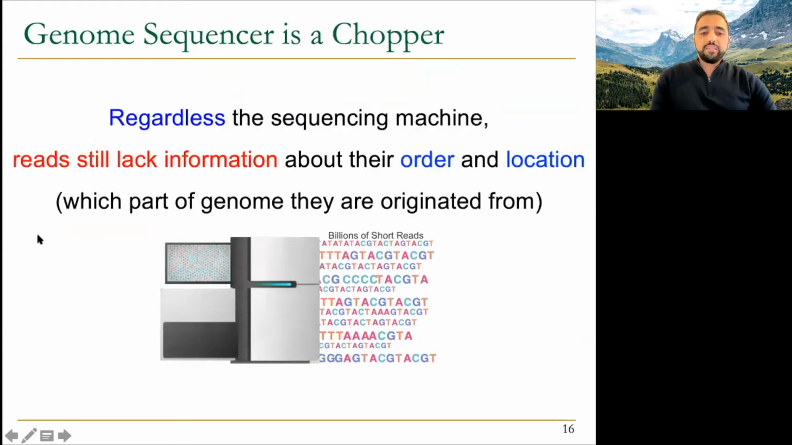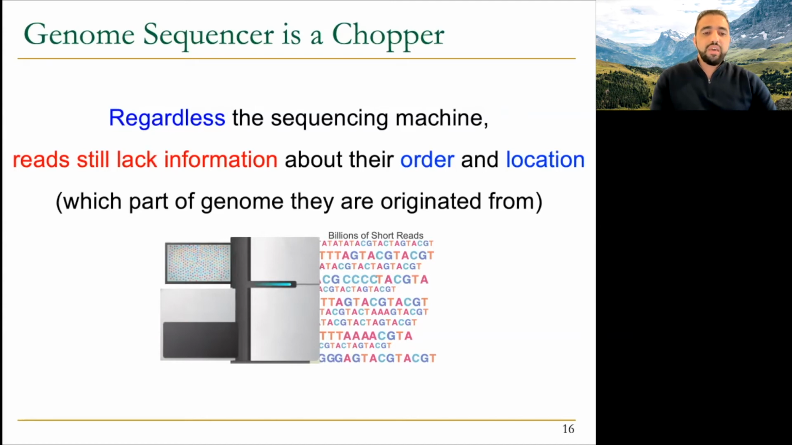Regardless of the machine that we use to read the DNA or the genetic material, which we call a sequencer, the things that are produced by these machines, called reads, still lack information about their order and location. The machines we have currently do not read your entire DNA, but rather just random segments of it. These segments could be short or long, but they do not cover the entire reference genome of a human, for example.